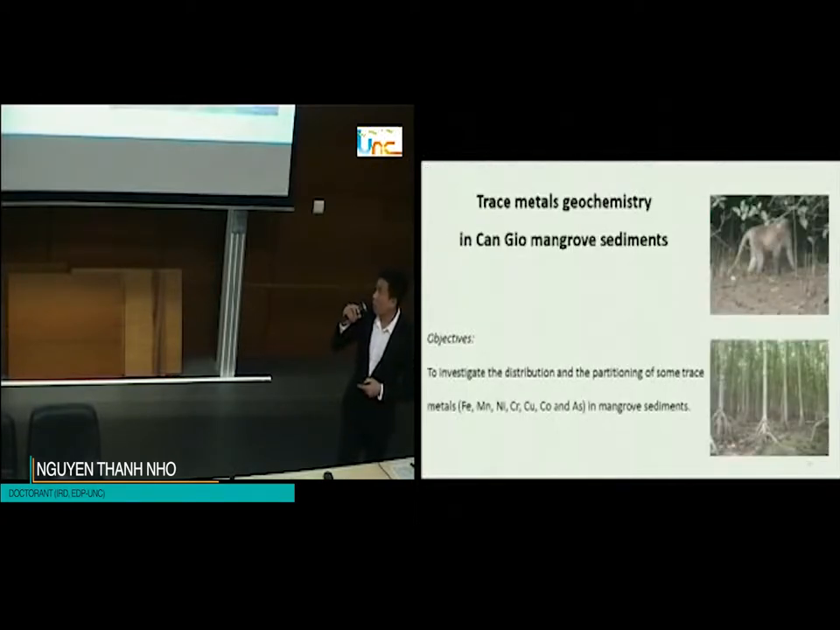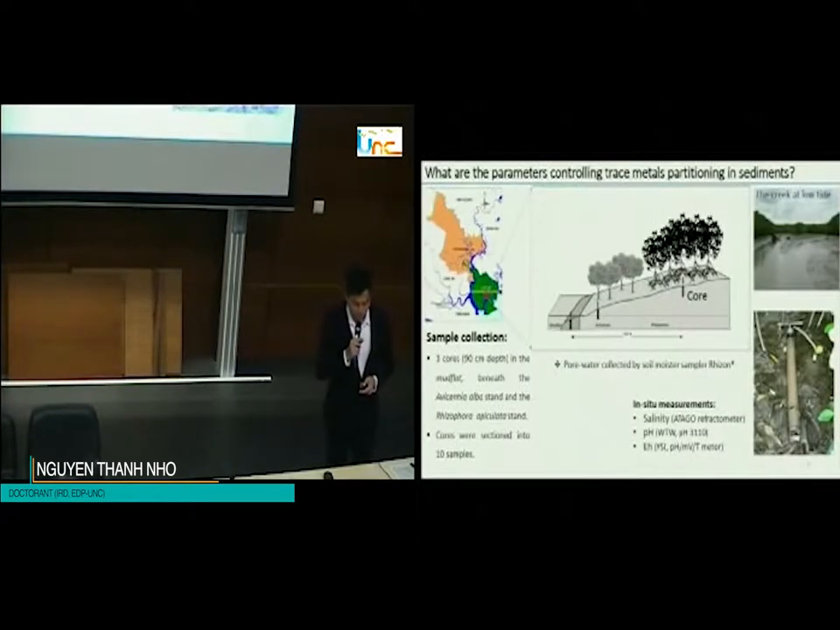And mangrove sediment can act as a natural biogeochemical reactor and may induce modification of trace metal partitioning after their deposition in mangrove sediment. Therefore, in this context, we focus on trace metal geochemistry in Can Gio mangrove sediment. The main objective was to investigate the distribution and the partitioning of some trace metal in mangrove sediment. To reach our objective, three cores were respectively collected in the mudflat, in the Avicennia stand and in the Rhizophora stand at low tide.